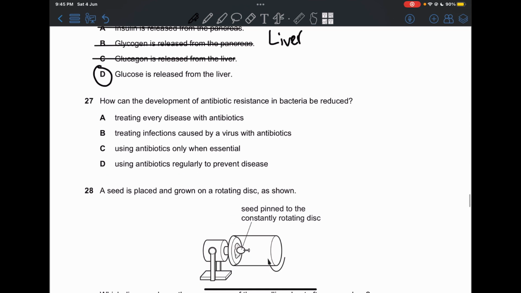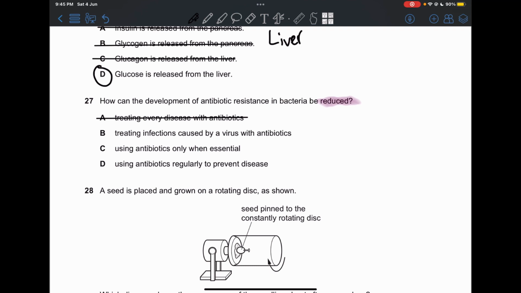Now, question number 27, how can the development of antibiotic resistance in bacteria be reduced? So, we're trying to reduce the antibiotic resistance, not increase. So, treating every disease with antibiotics, well, this is, of course, going to increase the antibiotic resistance because we never know if this disease is from virus or from bacteria. So, this is, of course, incorrect.